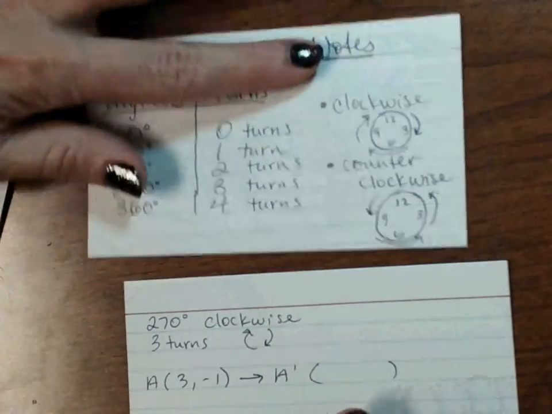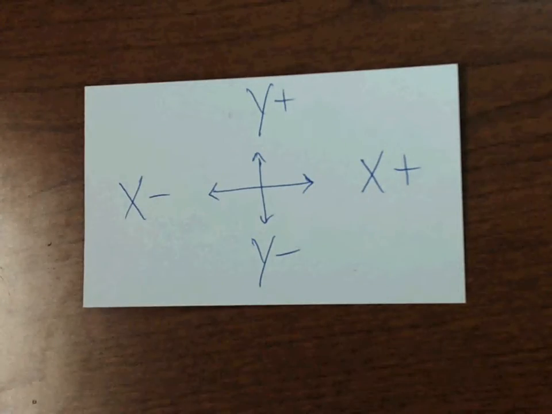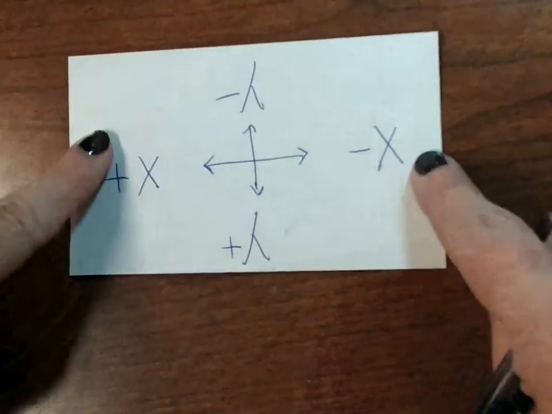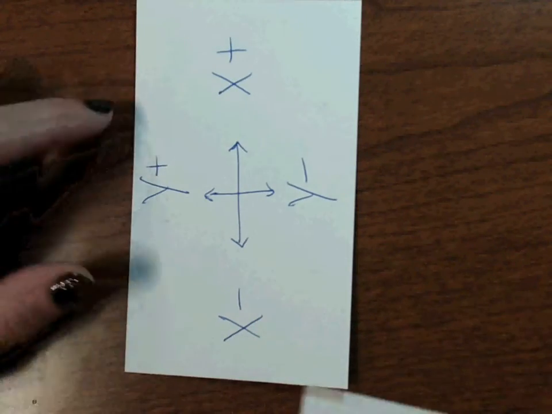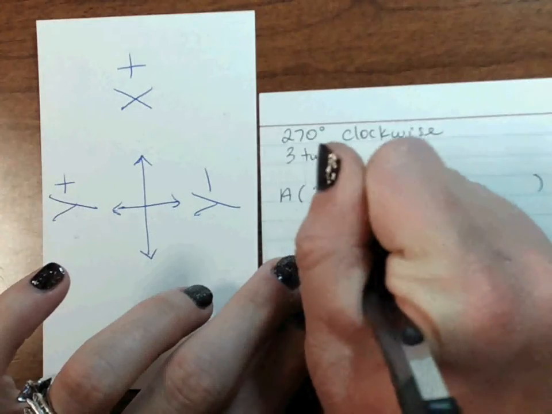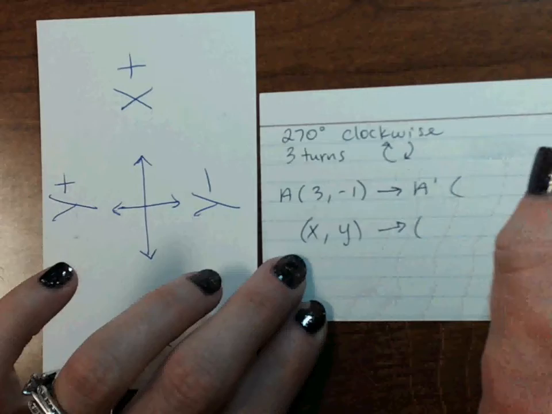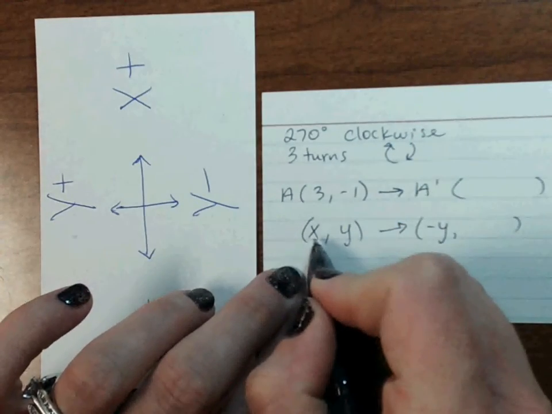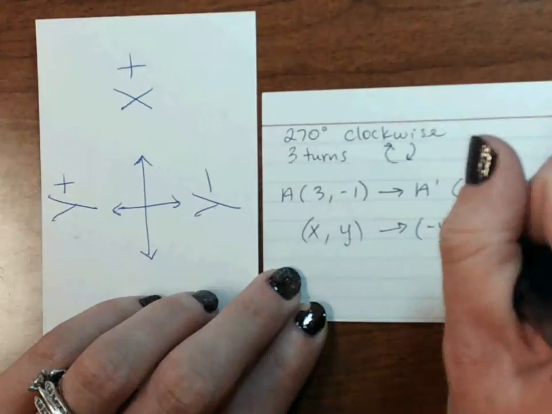So from here, I'm going to take a look at this. Again, I'm doing 3 turns clockwise. 1 turn, 2 turns, 3 turns. So that is 3 turns clockwise. Instead of having x and y on the right and on the top, on the right side I now have a negative y instead of a positive x, and instead of a positive y on the top, I now have a positive x on the top.